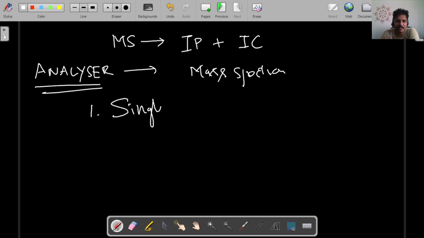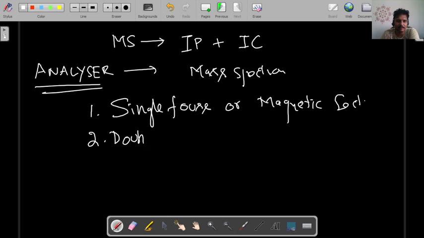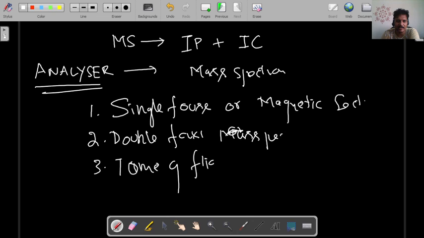One is called single focusing, also called magnetic sector. Second one is double focusing mass spectrometer. Third one we are going to see is called time of flight mass spectrometer, and the fourth one is called quadrupole mass spectrometer.